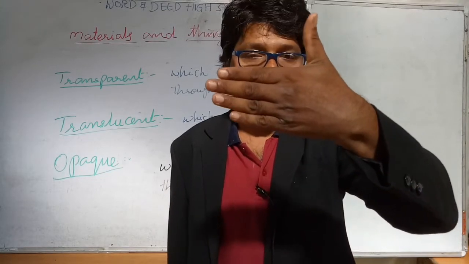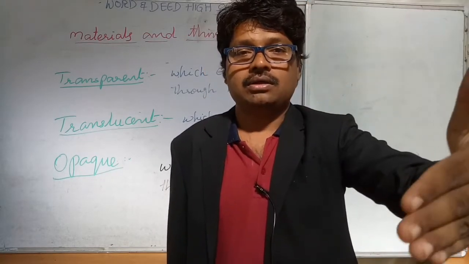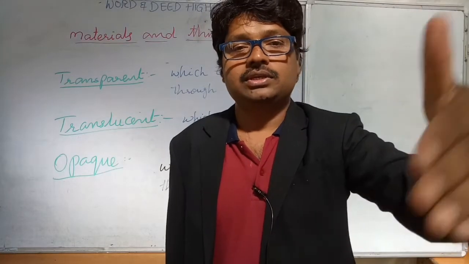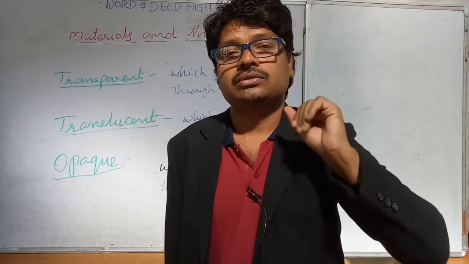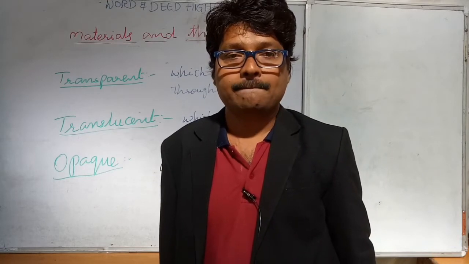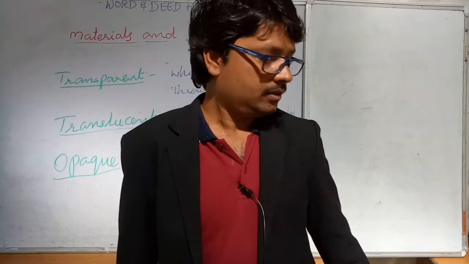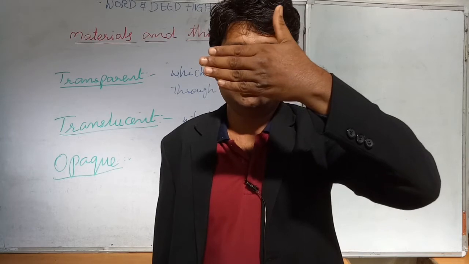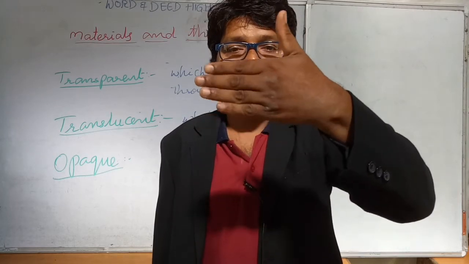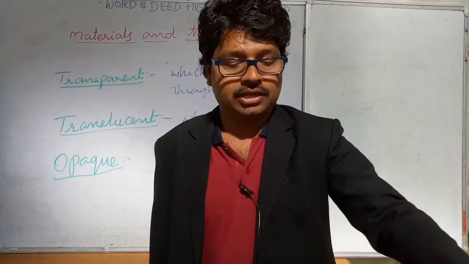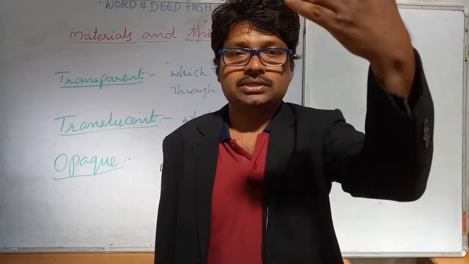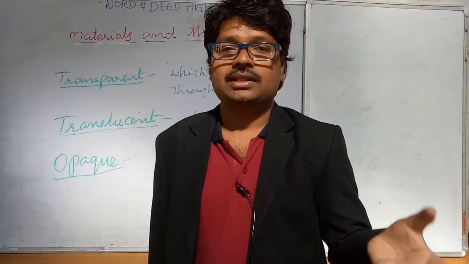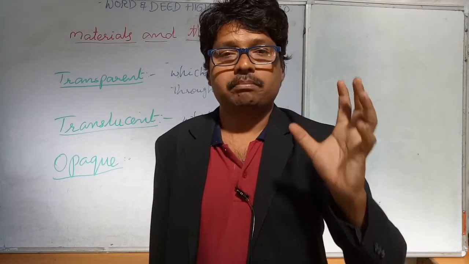If you keep oil paper across your eyes like this, you cannot see all the things through it clearly, right? So that is translucent material. And next, opaque. Opaque in the sense, if I keep my hand like this, I cannot see you through my hand because light cannot pass through my hand. Or if I keep a book like this, I cannot see you through the book because the book cannot pass light through it. So you can understand that material is opaque material.